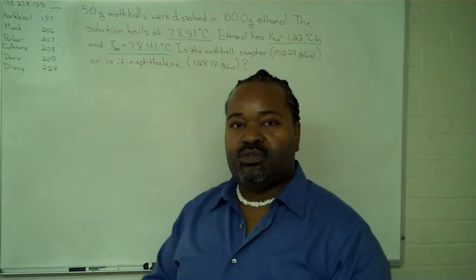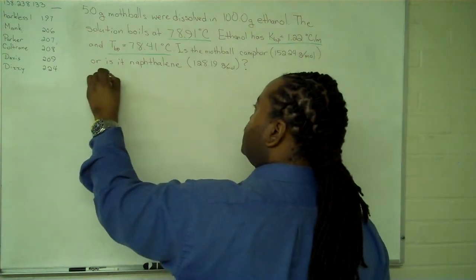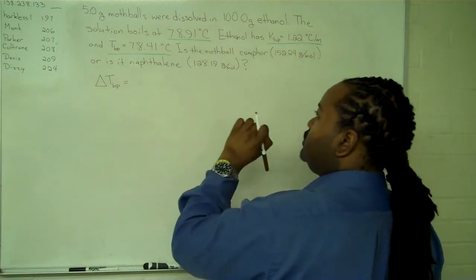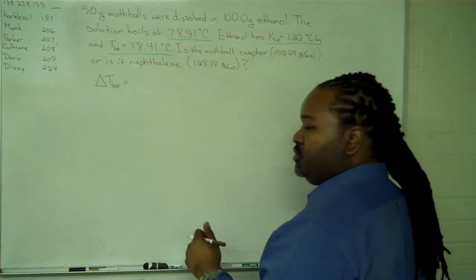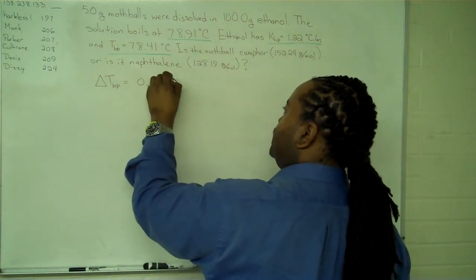So the first thing we want to do then is determine the change in boiling point. So we take the original temperature and subtract that from the new higher temperature, and we find that we had a change of 1/2 degree Celsius.